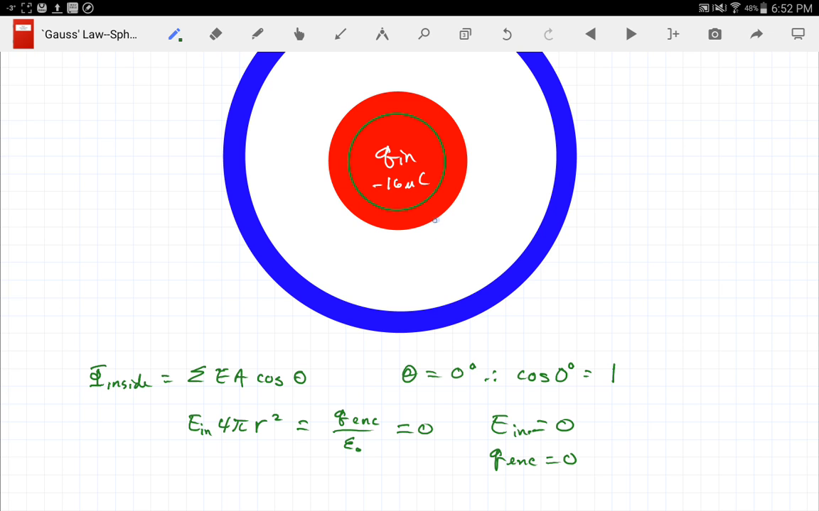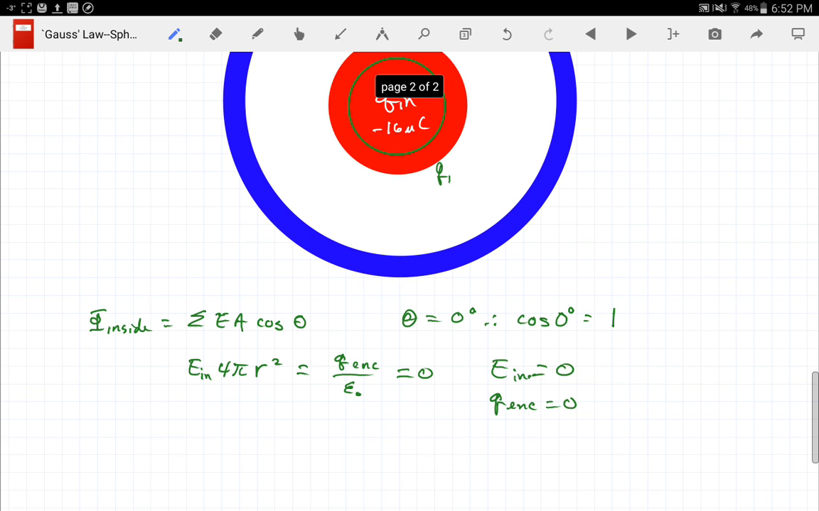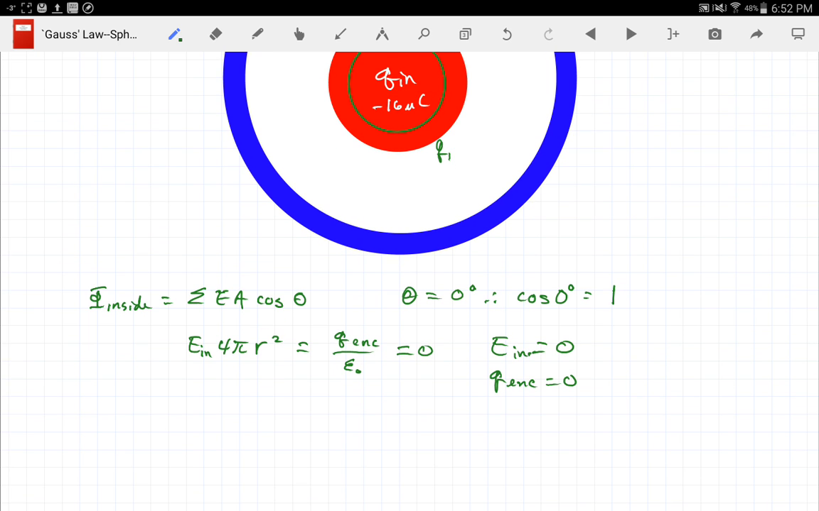So if the charge is all on the surface, then I can answer my first question. The charge on the outer surface of the inner ball, which I will just call Q1, has to be the entire charge in that ball. So I'm going to end up with Q1 is equal to Q on the inner ball, which is equal to minus 16 microcoulombs.